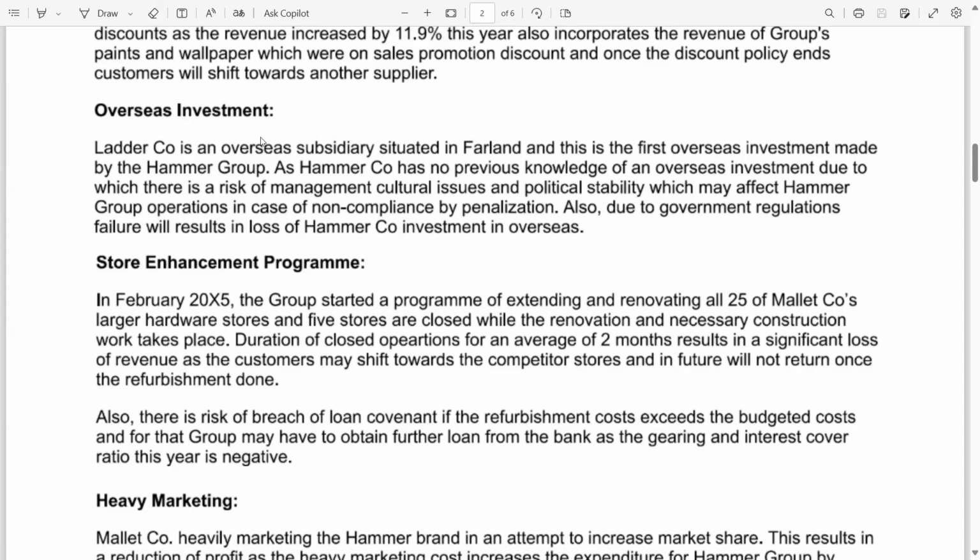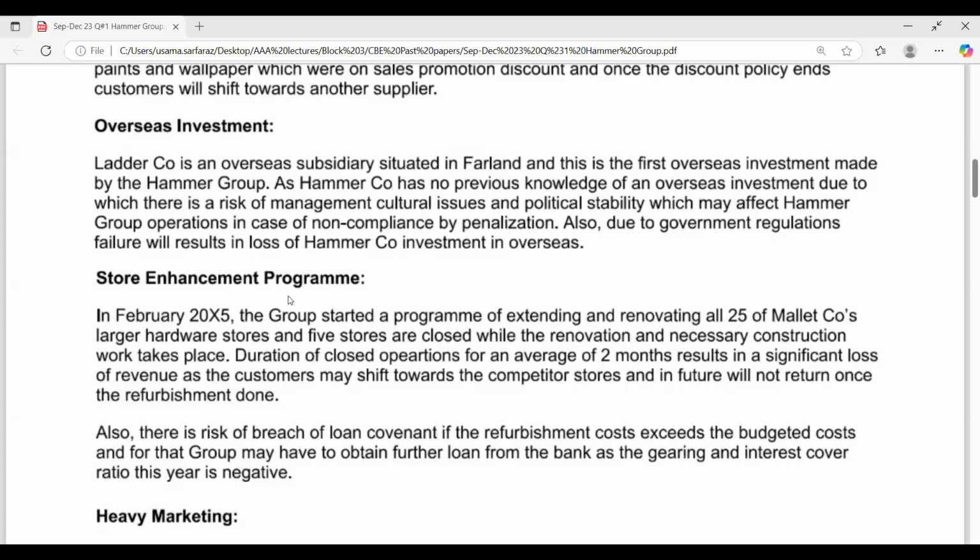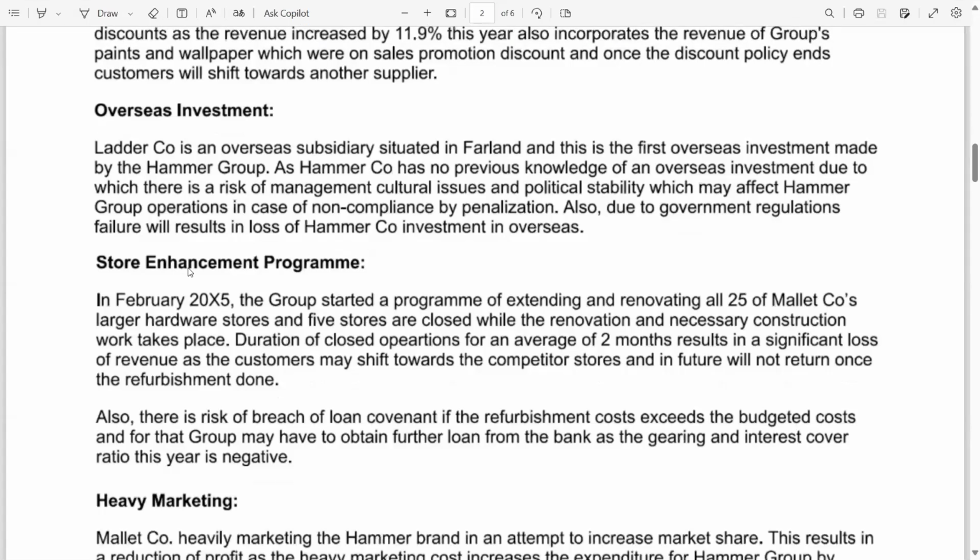Okay, so now we have store enhancement. Now we have the store enhancement program business risk. In February 2005, the group started a program of extending and renovating all 25 Mallet Company's larger hardware stores, and 5 stores are closed while the renovation and necessary construction work takes place.